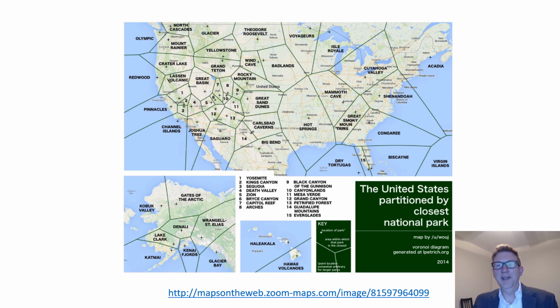There are lots of these, a popular kind of map for GIS people to generate. This is another one that comes across my social media feed now and then. These are the Voronoi polygons that correspond to the closest national park. So if I am anywhere within this polygon, my closest national park is Hot Springs. If I'm anywhere in this polygon, my closest national park is Wind Cave, and so on.